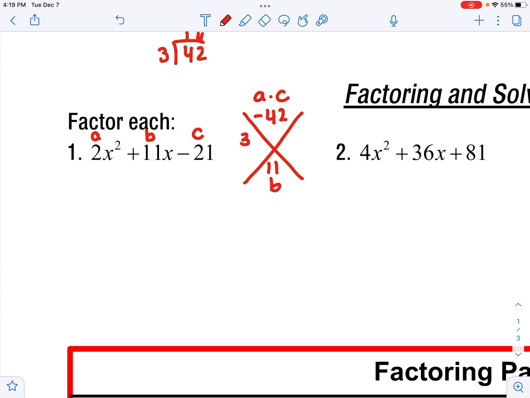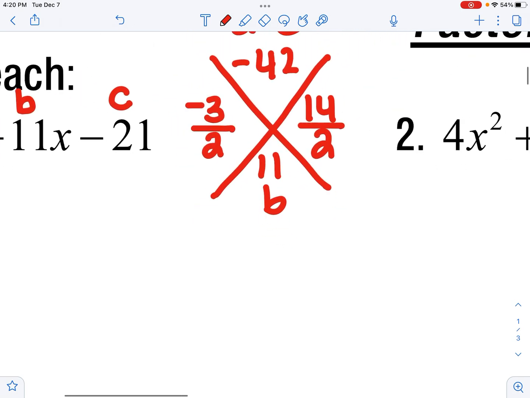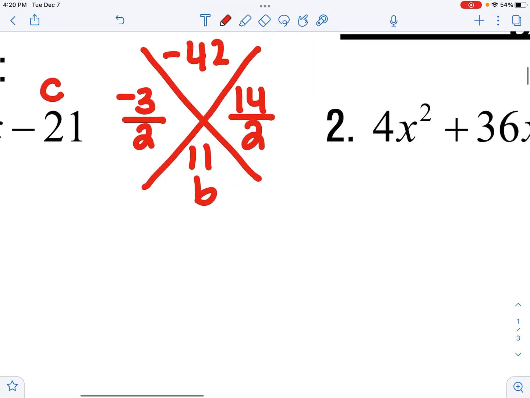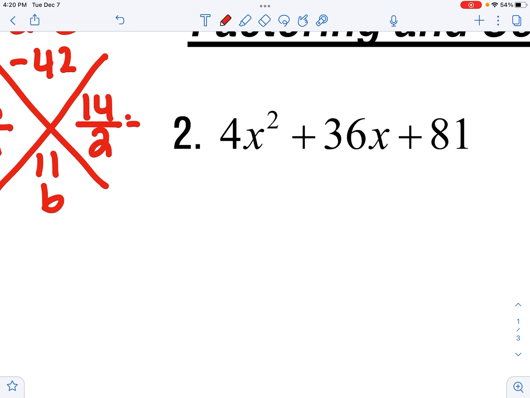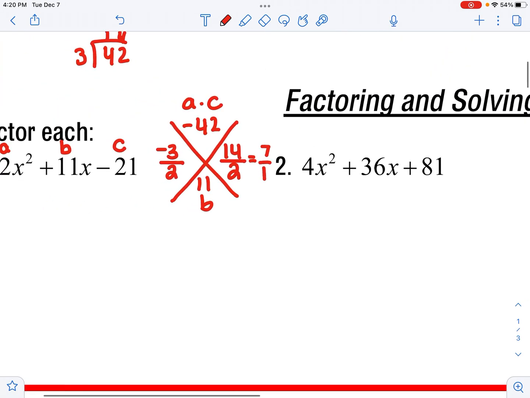So I'm going to make one of these numbers 3 and one of them 14, and they have to multiply to give me negative 42. So one of these has to be negative, and they have to add to give me 11. So I'm going to make the 3 negative. That adds to give me positive 11. Now the really important part is making sure that you divide by the A value, which is 2. Now you're going to look to see if either one of these fractions is simplifiable. Negative 3 over 2 is not simplifiable, but 14 over 2 is simplifiable. 2 goes into both, 7 times and 1 times. Notice I'm leaving it over 1 because that's going to help me write my factors.